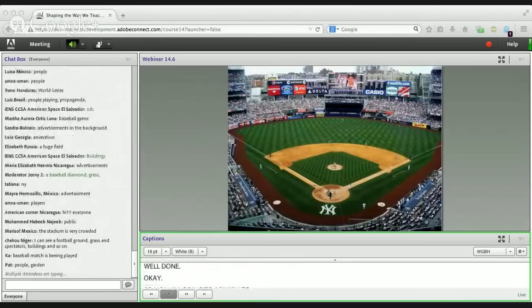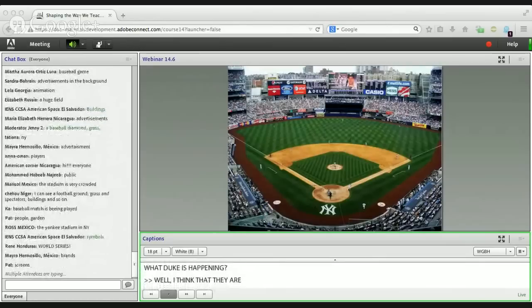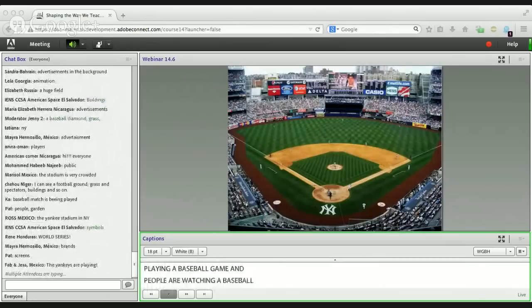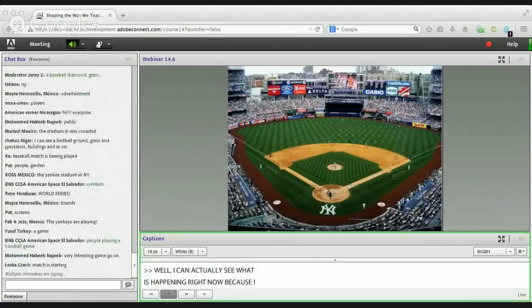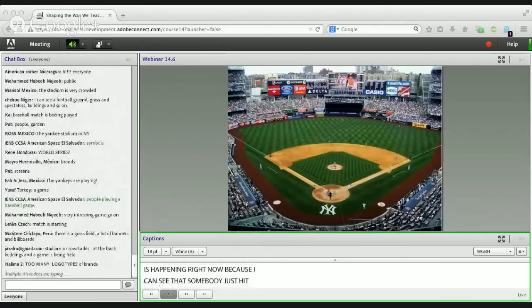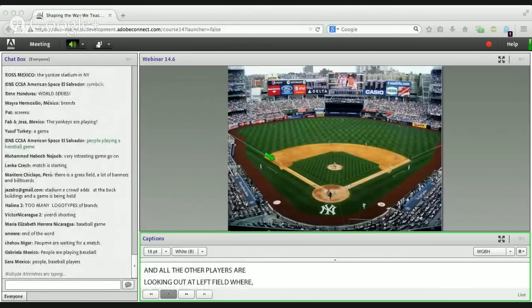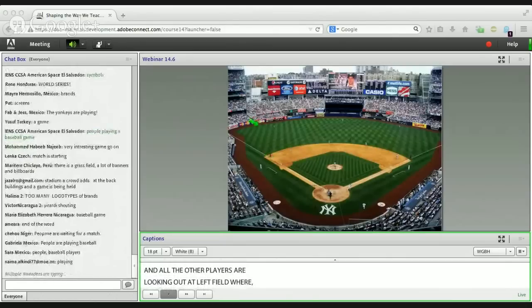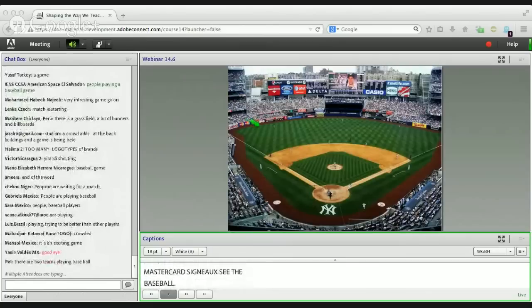Well, I think that they're playing a baseball game. People are watching a baseball game. Very good. What else? Well, I can actually see what is happening right now, because I can see that somebody just hit the ball and they are running from home plate to first base, and all the other players are looking out at left field, where way, way in the distance by the MasterCard sign you can see the baseball. There it is. Oh, great. There's an arrow. Excellent. Okay.